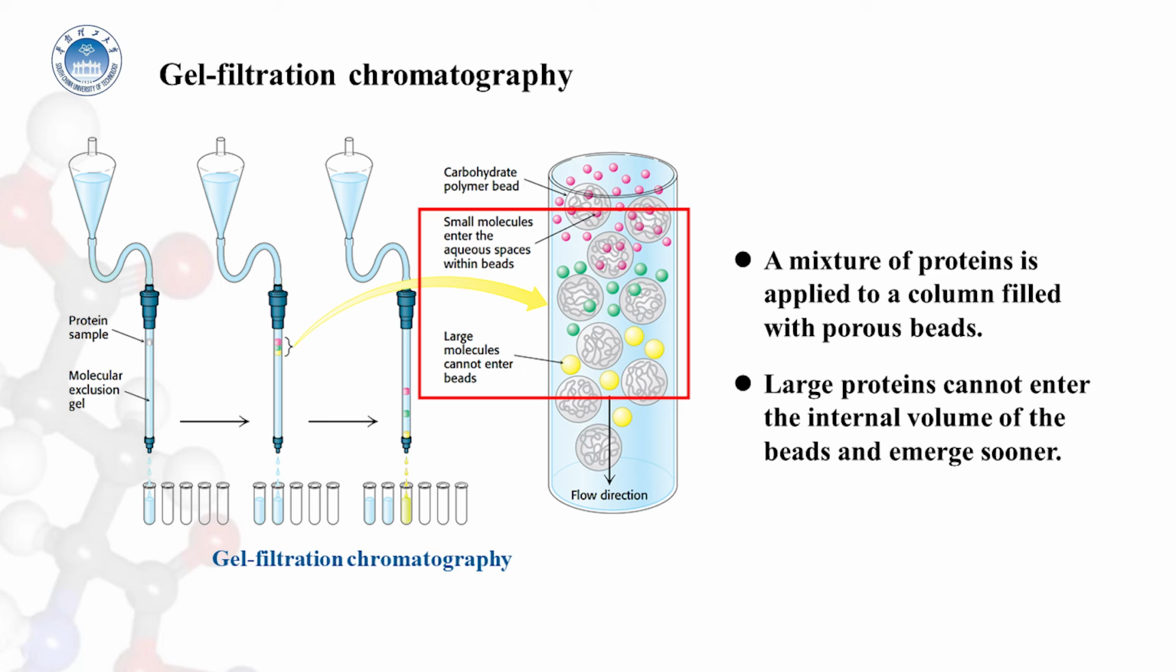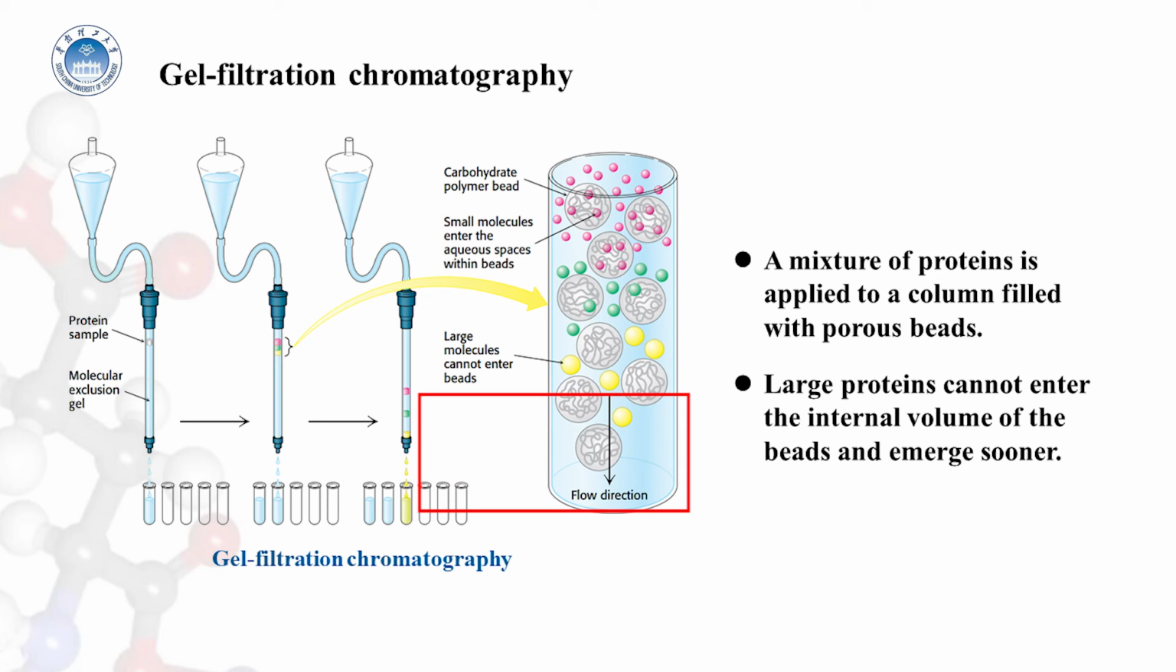The result is that small molecules are distributed in the aqueous solution both inside the beads and between them, whereas large molecules are located only in the solution between the beads. Large molecules flow more rapidly through this column and emerge first because a smaller volume is accessible to them.